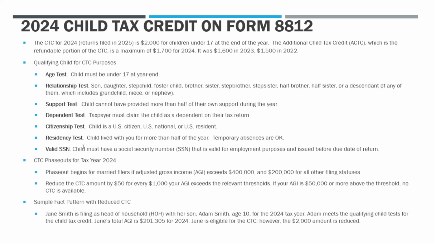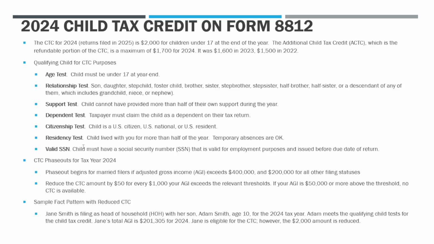So this child tax credit for 2024, we mean the 2024 tax year. So these are returns that are being filed in 2025. Now the credit amount is $2,000 per qualifying child, and the child has to be under 17 at the end of the year. The $2,000 amount remains unchanged from last year.